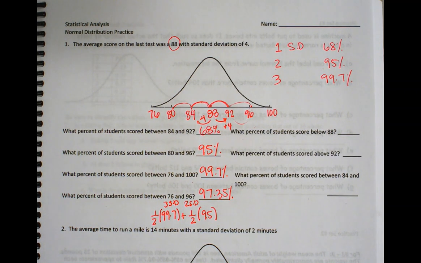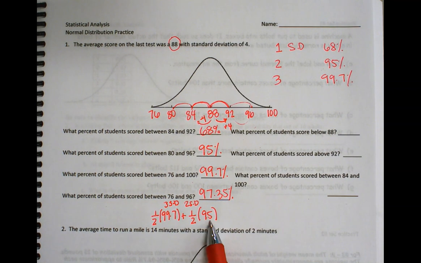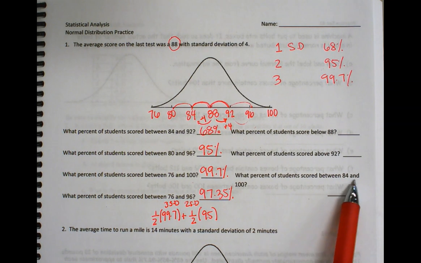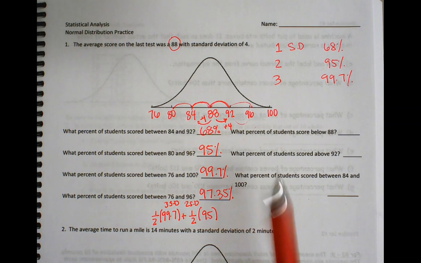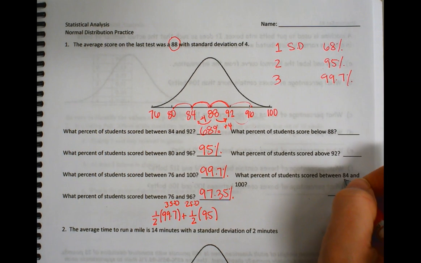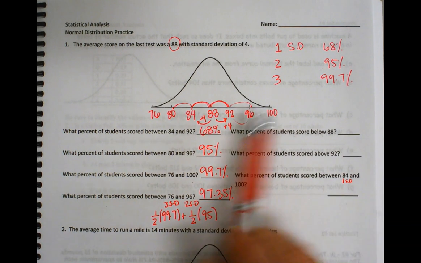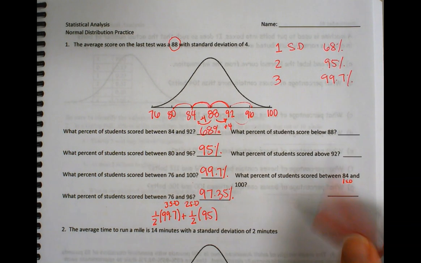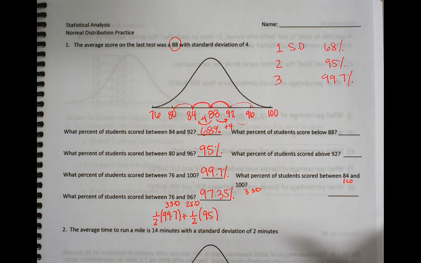All right. I'm going to skip to this one because this one is similar to the one we just did. So this one says, what percent of students score between an 84 and a 100? If I think about how many standard deviations I travel, on this side I'm traveling 1 to get to 84. So this is 1 standard deviation away. And then on this side, I have to travel 3. So this is 3 standard deviations away.